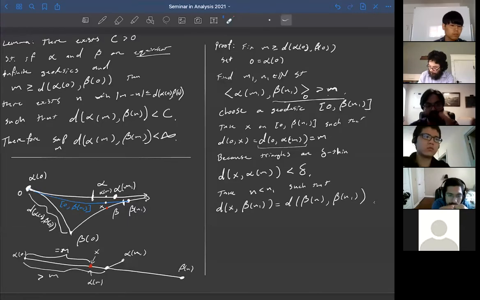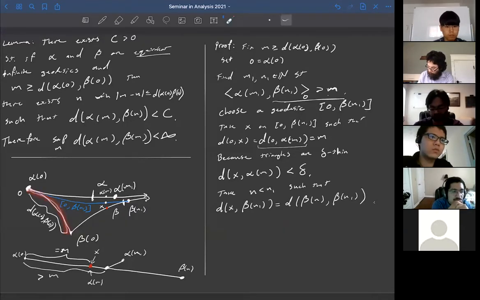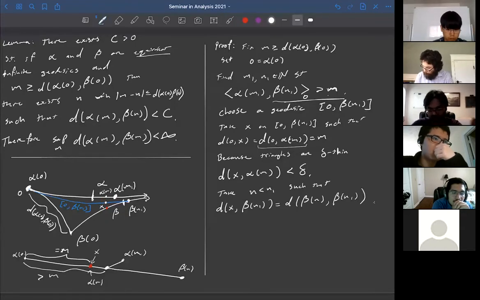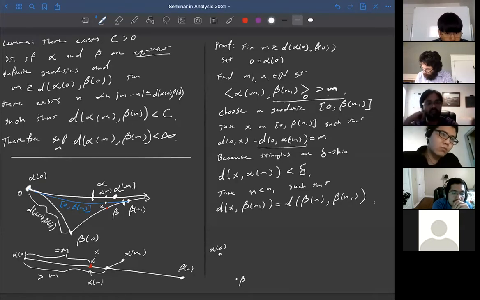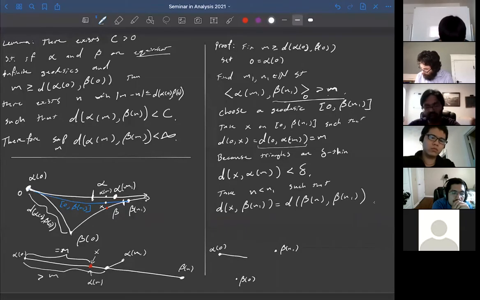The point is that this distance here is M, but this distance is less than M, so we know that this gets mapped to this section. It can't go all the way to the point X. Therefore these two points get mapped to the same point in the comparison tripod. So specifically here we have alpha naught, here beta naught, and here beta N1, and we have some comparison tripod here, something like this.